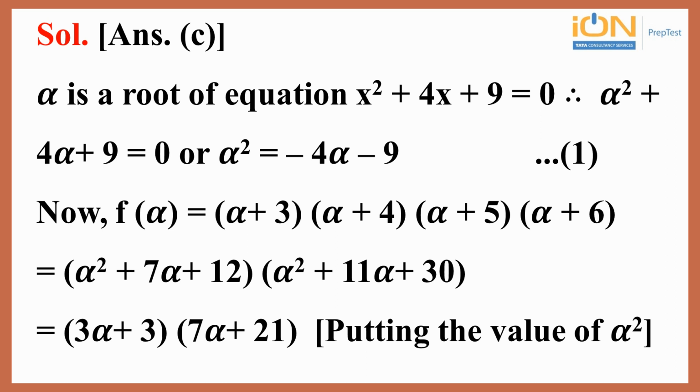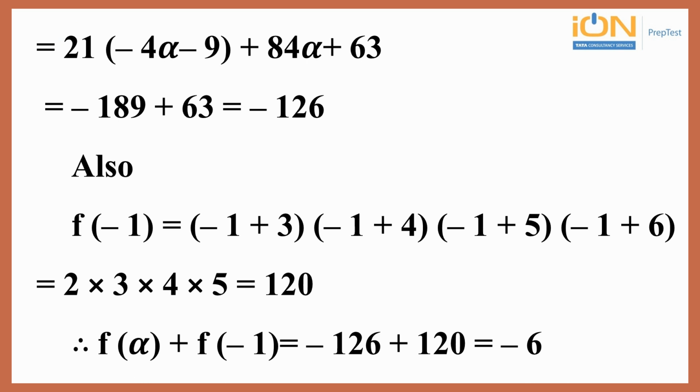Now we substitute the value of alpha squared from equation 1, that is minus 4 alpha minus 9. When you substitute minus 4 alpha minus 9 for alpha squared, the expression becomes (3 alpha plus 3)(7 alpha plus 21), and multiplying that, we get 21 alpha squared plus 84 alpha plus 63. Again we substitute alpha squared as minus 4 alpha minus 9, and then we get the value as minus 126, because plus 84 alpha gets cancelled there.